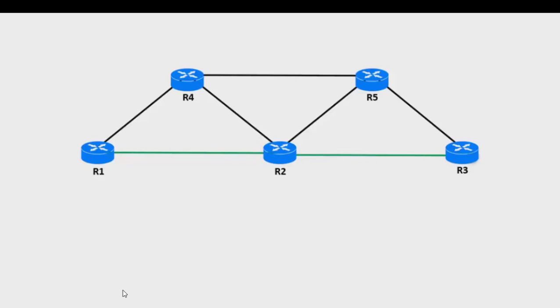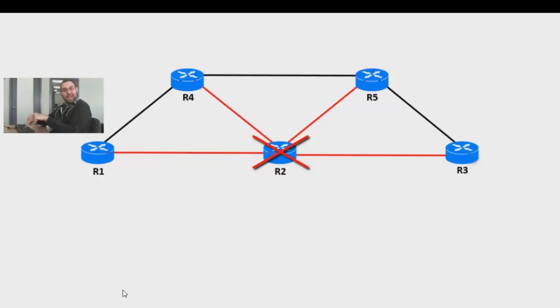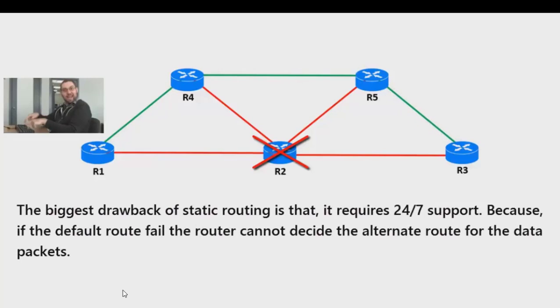Just imagine a situation if router 2 fails. Router 1 cannot decide where the alternate route is going to be. So in this scenario, the administrator has to manually configure router 1 for the alternate route so that router 1 goes to router 4, router 5, and router 3.